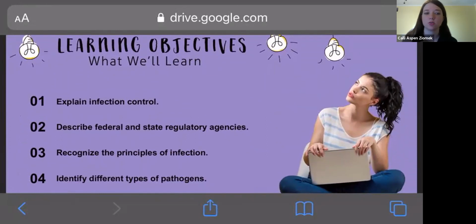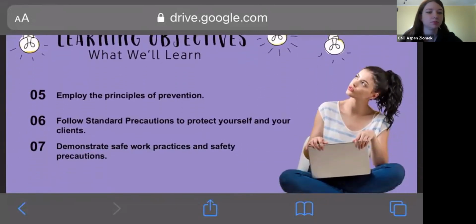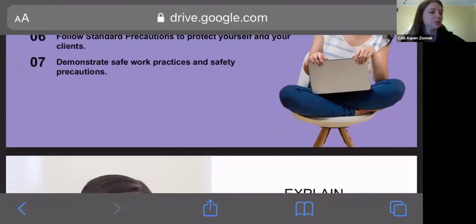So we are going to explain infection control, describe federal and state regulatory agencies, recognize principles of infections, identify different pathogens, employ principles of prevention while following standards to protect yourself and your client, and then demonstrate safe work practices and safety precautions.